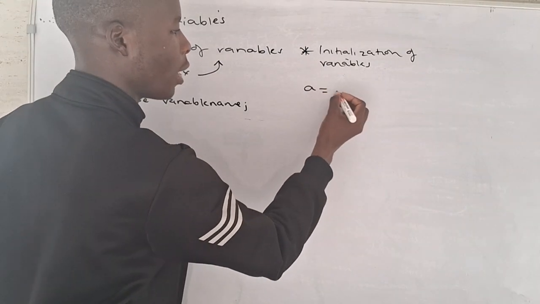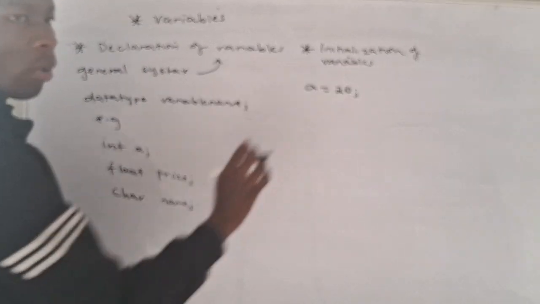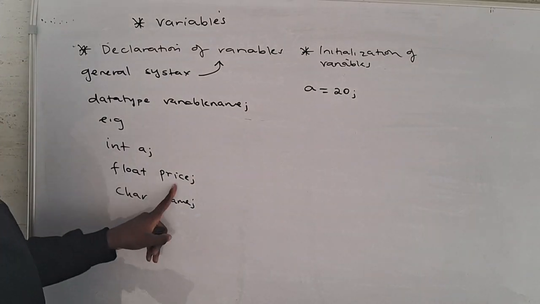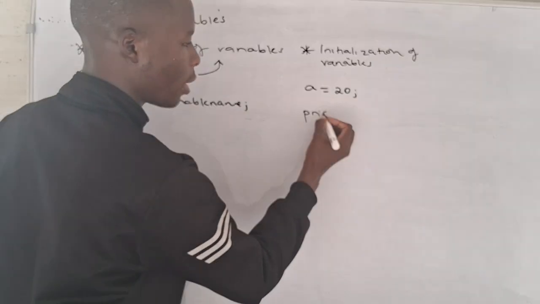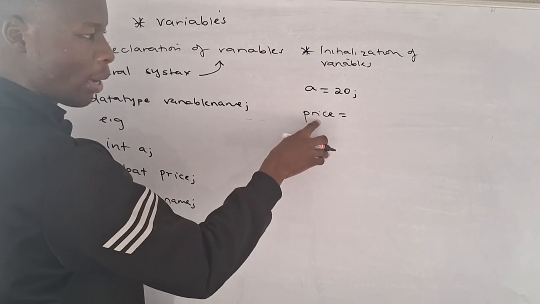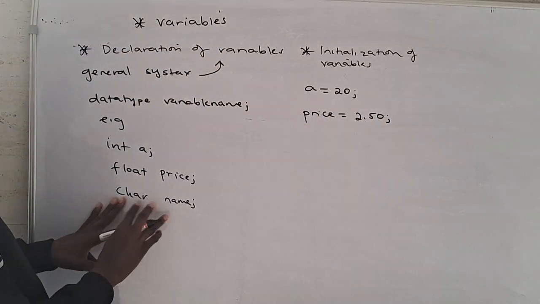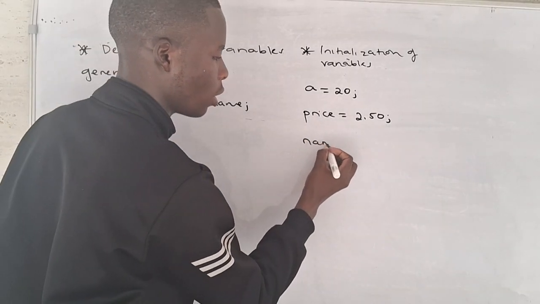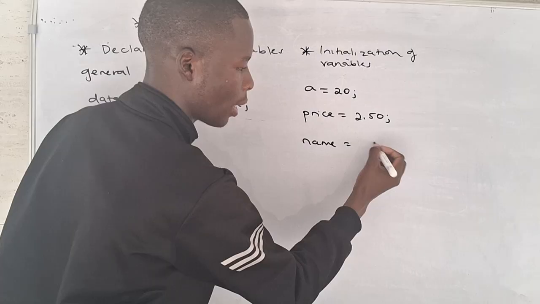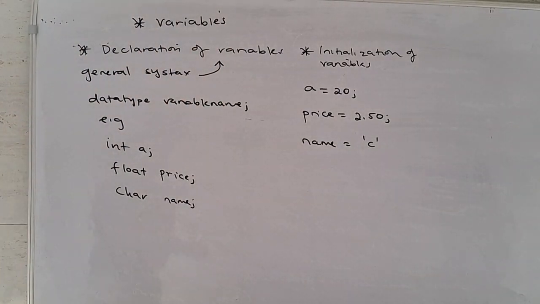Here, if I say A is equal to 20 semicolon, what is the meaning now? A is storing 20. If I say float price, what is the meaning now? Here, this is declaration. Now I'm initializing. Suppose I'm initializing price is equal to 2.50 semicolon. If I say car name, I want to initialize this name. So name is holding a character. For example, it can be C. Whenever you are writing a character, it should be in single quotes. This is very, very important.